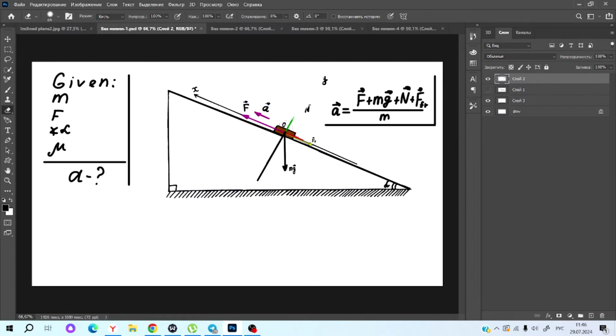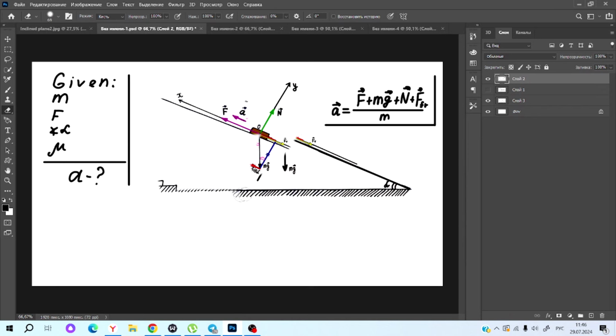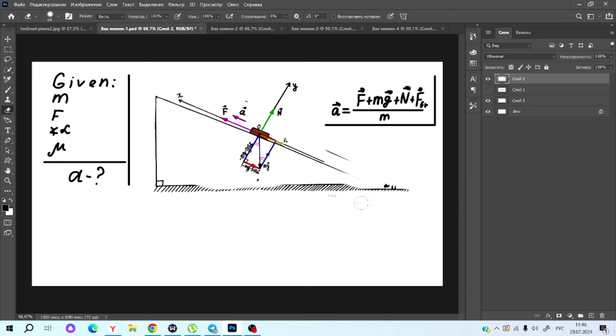Therefore, there is a method for solving the vector equation in projections. It is necessary to find the projection of the vector on the corresponding axis. I am making another drawing. If the direction of the vector coincides with the direction of the axis, then the projection of the vector is positive. Otherwise, we must put a minus sign.